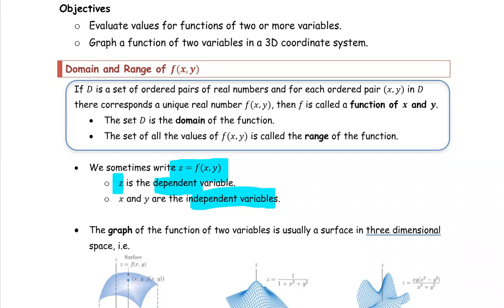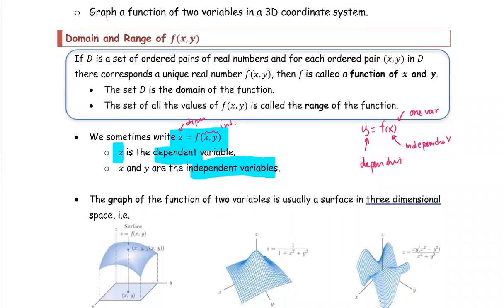So when you think about the domain and range for y equals f of x, this is a function of one variable. The x here is called the independent variable, and the y here is called the dependent variable, because y depends on x, right? Similar concept for z on the left-hand side. This one is the dependent variable, where both x and y are independent variables.